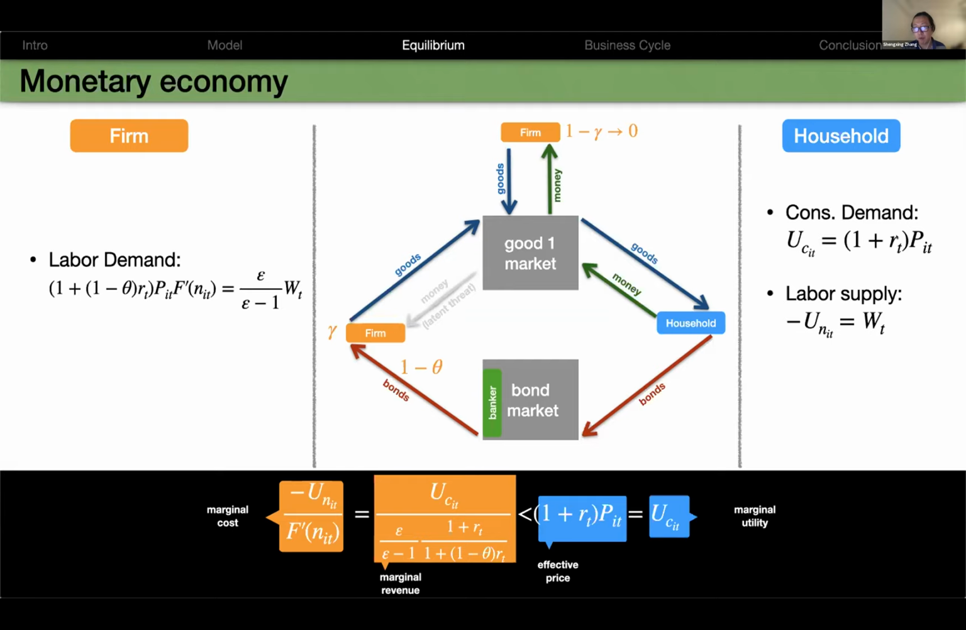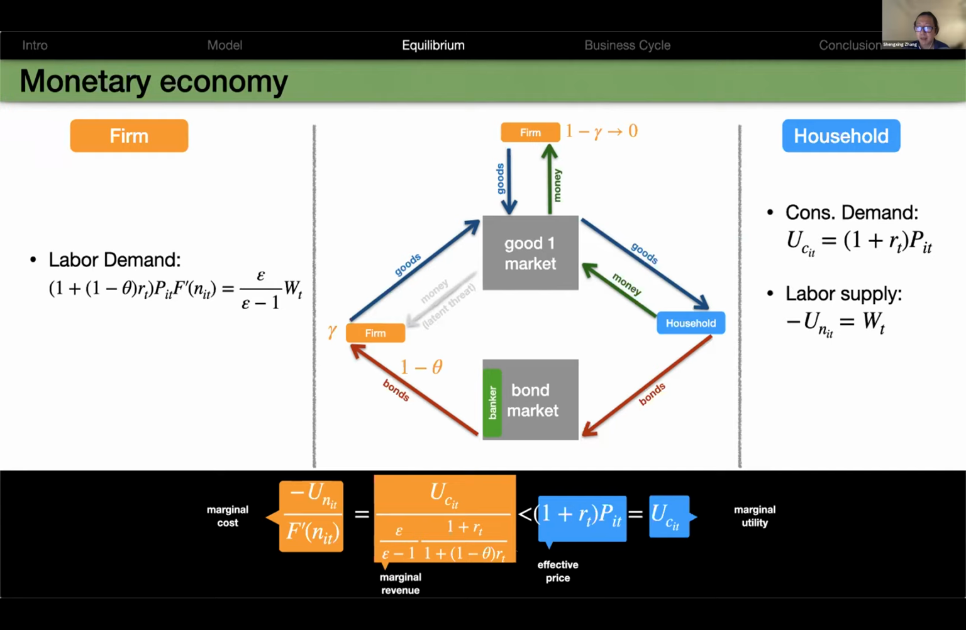Now if we combine these conditions, we get this equation. If we plug the prices P and W into the labor demand equation, the marginal cost of producing a consumption good, which is the disutility of hiring a worker divided by the marginal product of the worker, F prime, is equal to the marginal utility of consumption divided by two wedges or markups. One is the product market markup. The other is the difference between the interbank rate and the deposit rate, or the ratio between the interbank rate and the gross deposit rate.